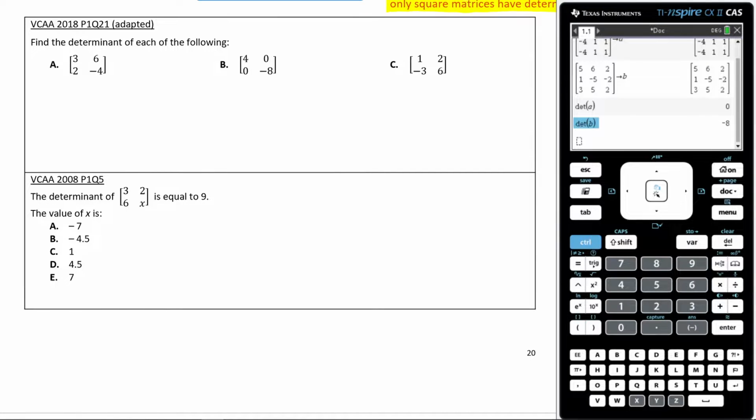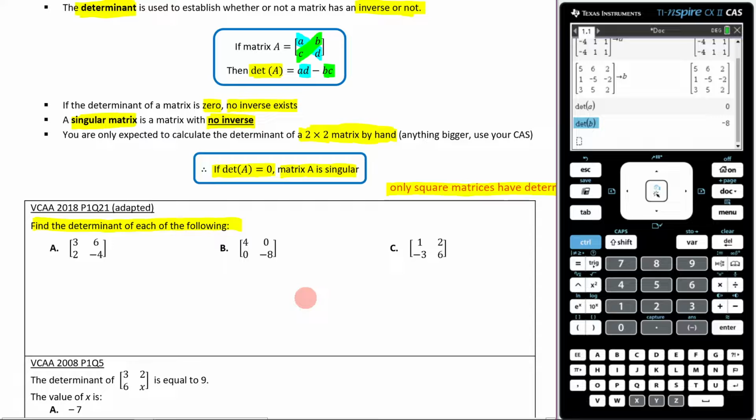We're now going to go through finding the determinant by hand for some 2x2 matrices. So find the determinant of each of the following. What we're going to be doing is using this little formula here to help us out. And remember, you only have to do this by hand for 2x2 matrices. Anything that's bigger than that, you would use your CAS calculator.